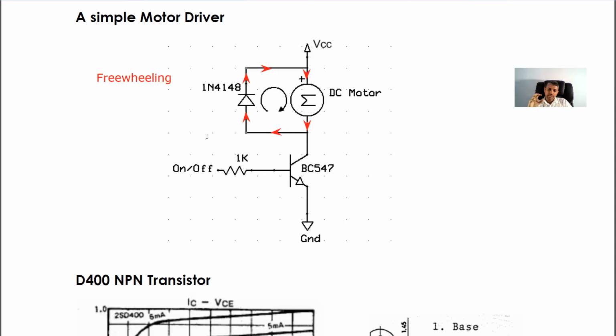Therefore, if you want to control the operation of a motor by a small voltage or current, you have to use a transistor because the motor current is high. Then, in order to avoid the back EMF, back electromotive force, once we turn off, we need to use this kind of freewheeling diode. So today we are going to construct this circuit.